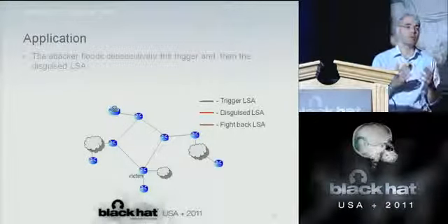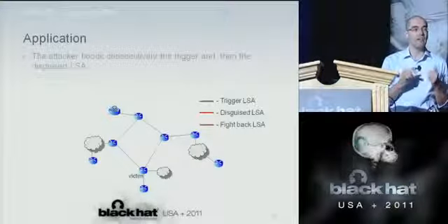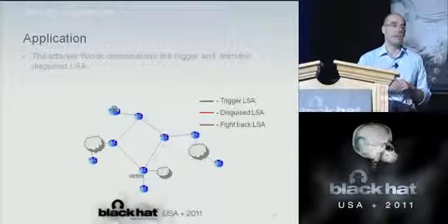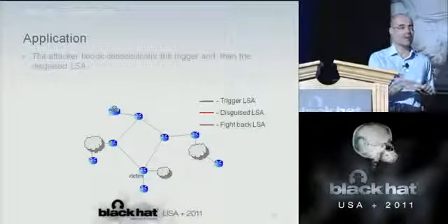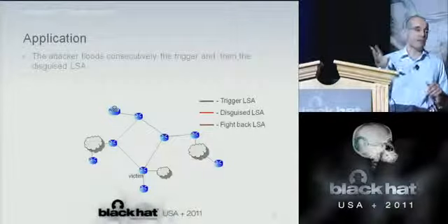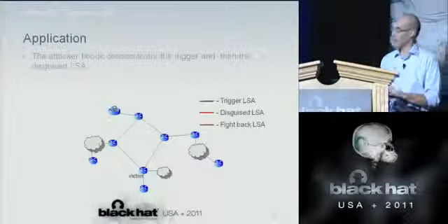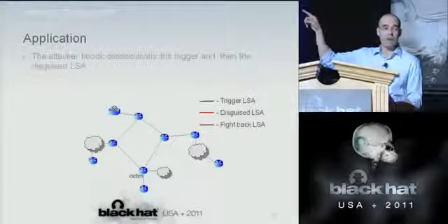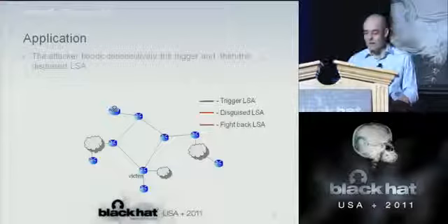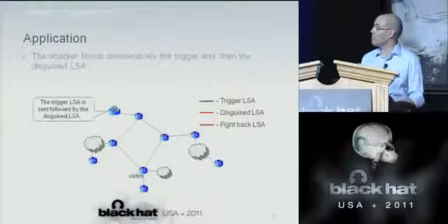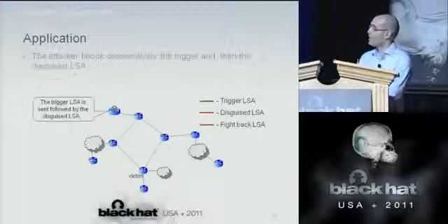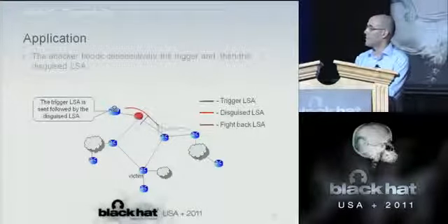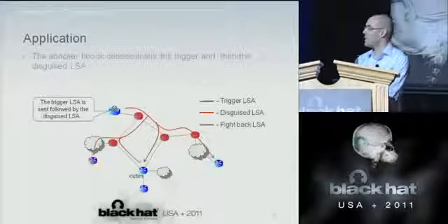The attacker will flood the trigger LSA, and after it will flood the disguised LSA on its local link. It will not send it unicast, but just on its local link. So notice that the trigger LSA will be marked in black, and the disguised LSA will be marked in red. So here it goes. The attacker will now trigger the two LSAs. Here you see the trigger, and then after it, the disguised LSA.